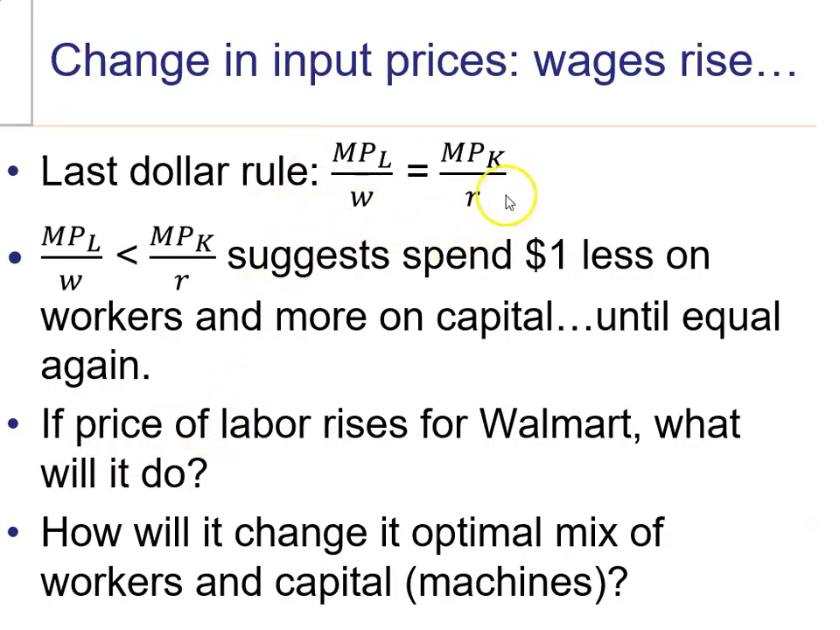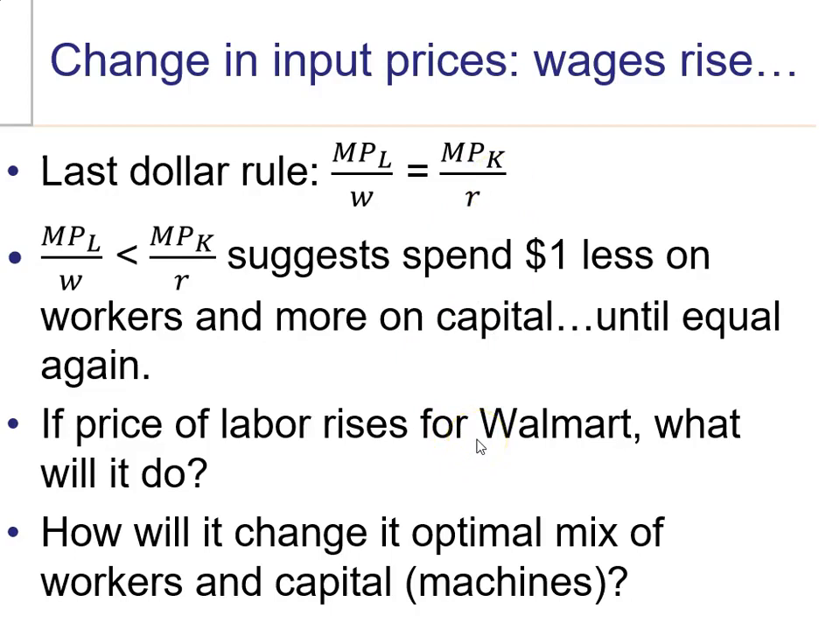The last dollar rule tells us again that the NPL over W must equal NPK over R at the optimal. Well, if you raise workers' wages by $1, this side has gotten smaller, the left side. The right side didn't change, so now it looks like capital is a better value. So this says, hey, adjust your capital spending so you spend $1 less on a worker, $1 more on capital, and you can get a better value for an additional increase in output. So that's exactly what Walmart does.